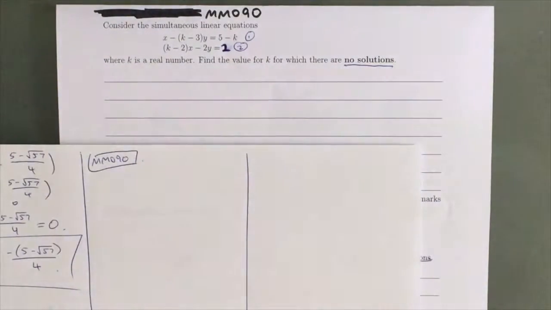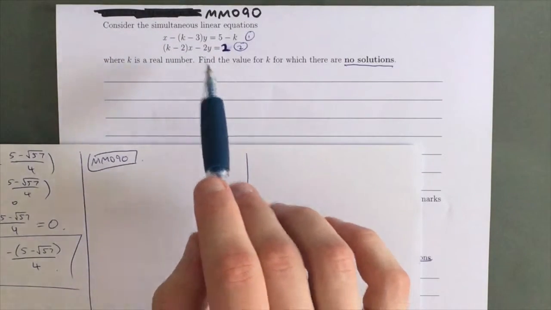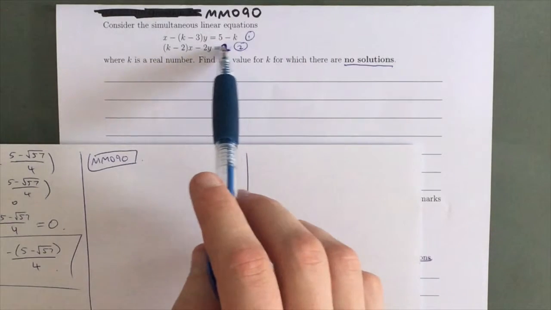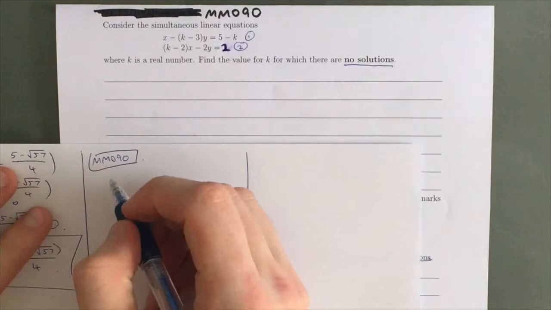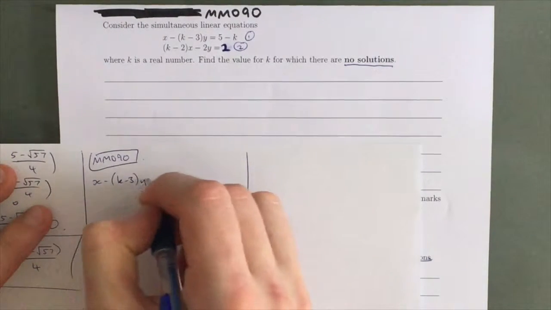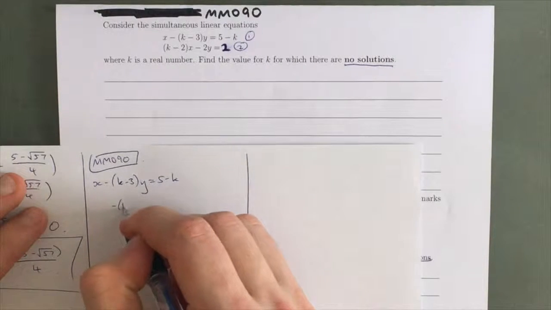So no solutions basically means no points of intersection between these two graphs when we graph them out. And the only way that we're going to be able to work that out is if we put these into y equals mx plus c form. So let's go ahead and do that. We'll start with our first one, x minus (k minus 3)y equals 5 minus k. And we want to get this in the form y equals mx plus c. So let's go ahead and start trying to do that.